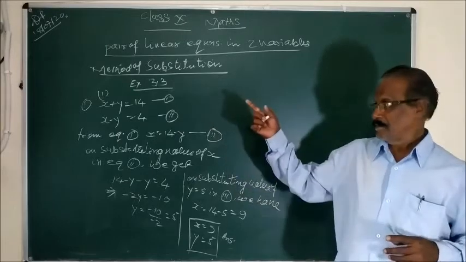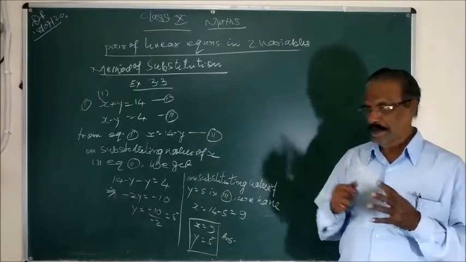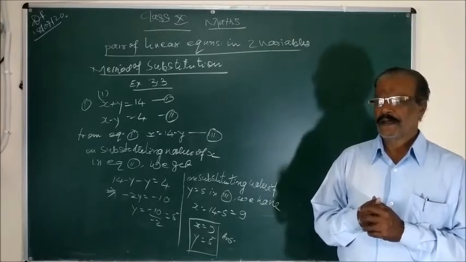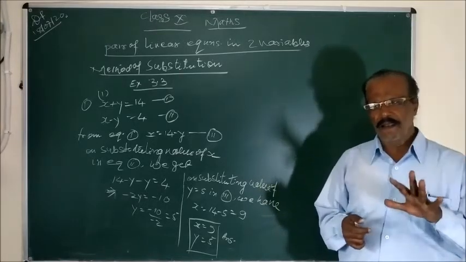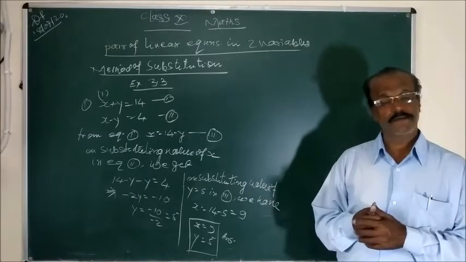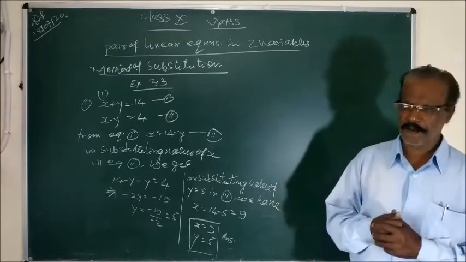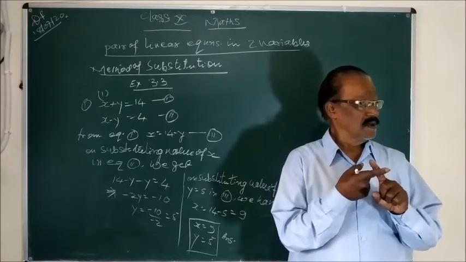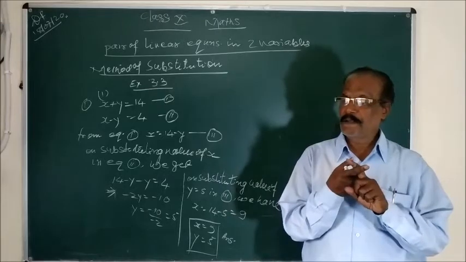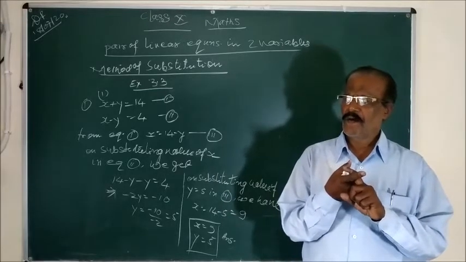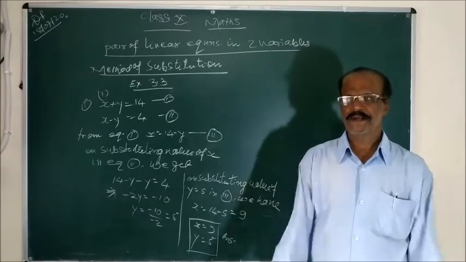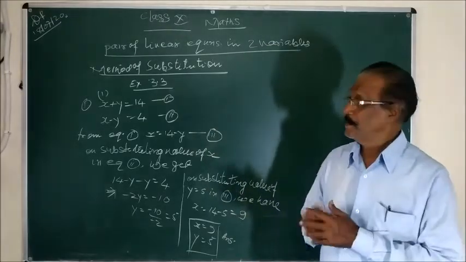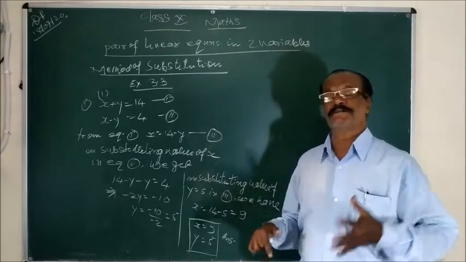You draw the graph of the given equations. You will get two straight lines. There will be three possible situations if you draw the lines on the graph paper. Either the lines will be intersecting, or lines may be coincident, or lines may be parallel. I have already explained. Now you see the method of substitution.